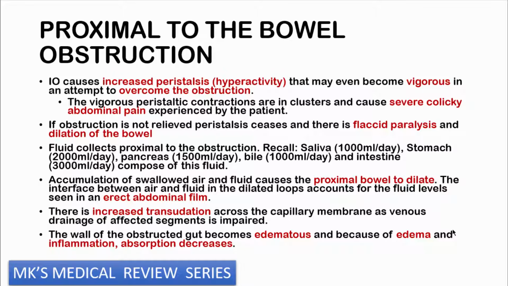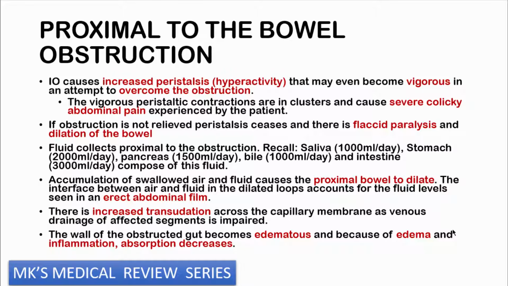It's not in the bloodstream. So there's a very high chance that this person is going to be dehydrated, which is another reason why we're going to be instituting a lot of fluids. We should run fluids initially when a patient comes in and you're suspecting that they have intestinal obstruction. So you get this accumulation of fluid prior to the obstruction.